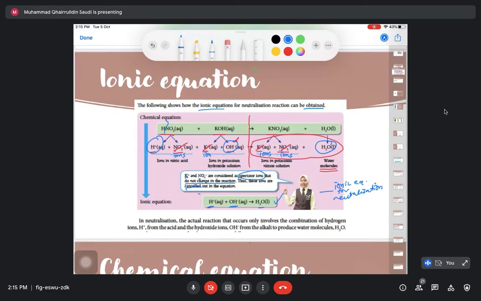So we will get this ionic equation for neutralization. Always the same, although you change the acid and alkali. So in neutralization, the actual reaction that occurs only involves the combination of hydrogen ions from the acid and the hydroxide ions from the alkali to produce water molecules. So this is what neutralization sebenarnya. Inilah sebenarnya maksud neutralization: the hydrogen ions from the acid and the hydroxide ions from the alkali neutralize to become water.